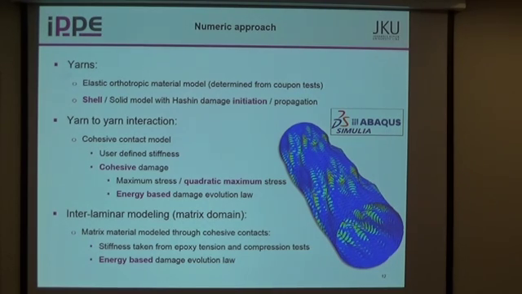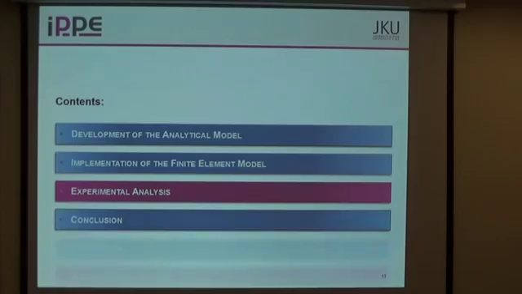The yarns are being modeled as shells, having their thickness mapped directly from a 3D solid model developed in zeros. So they are not shells with constant thickness. And these shells have this Hashim 2D damage initiation model applied upon them. Then, as I said, the yarn-to-yarn interaction within the same layer is being taken care of through means of cohesive contact model. And when we are talking about multiple yarns interacting with each other, so interlaminar failure, we have a secondary cohesive model applied to this.